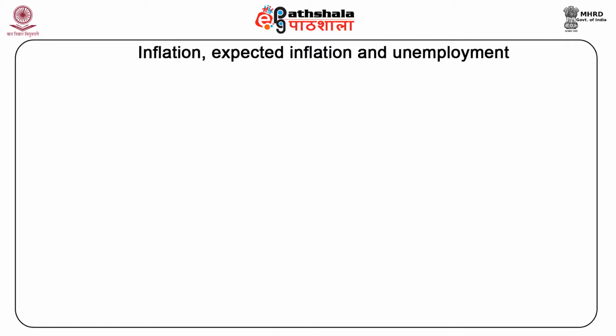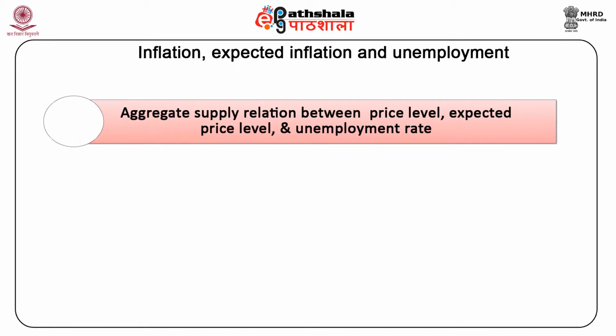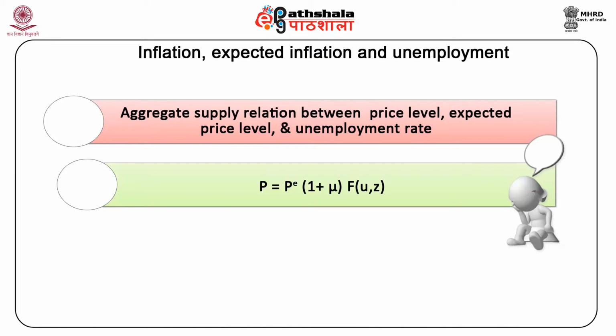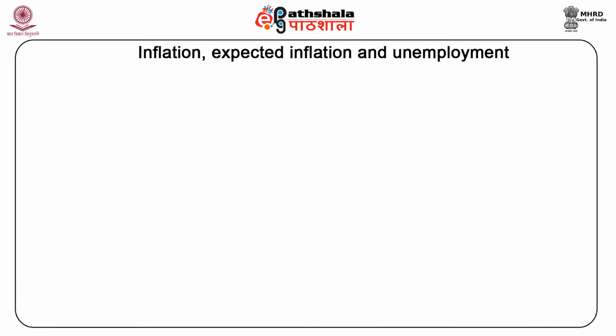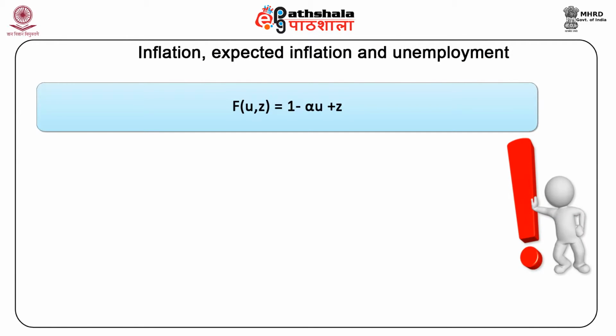Moving on to inflation, expected inflation and unemployment. The aggregate supply relation between price level, the expected price level, and the unemployment rate is given by P is equal to P^e (1 plus mu) F(U, Z). In this equation, function F captures the effects on the wage of the unemployment rate U and the catch-all variable Z. F(U, Z) is equal to 1 minus alpha U plus Z.